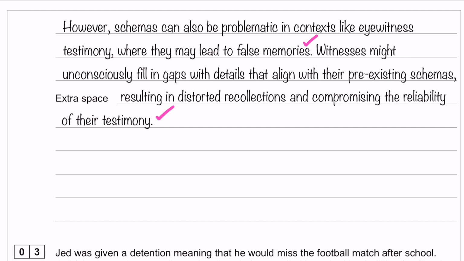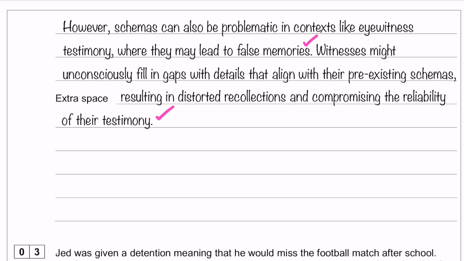Okay, obviously there are other ways in which schemas are problematic as well. A very common one to write in this question is to say that they might lead to stereotypes, if you have preconceived ideas around certain people or certain groups of people. So you choose whichever one that you want, really. This is just one way that you could do it.